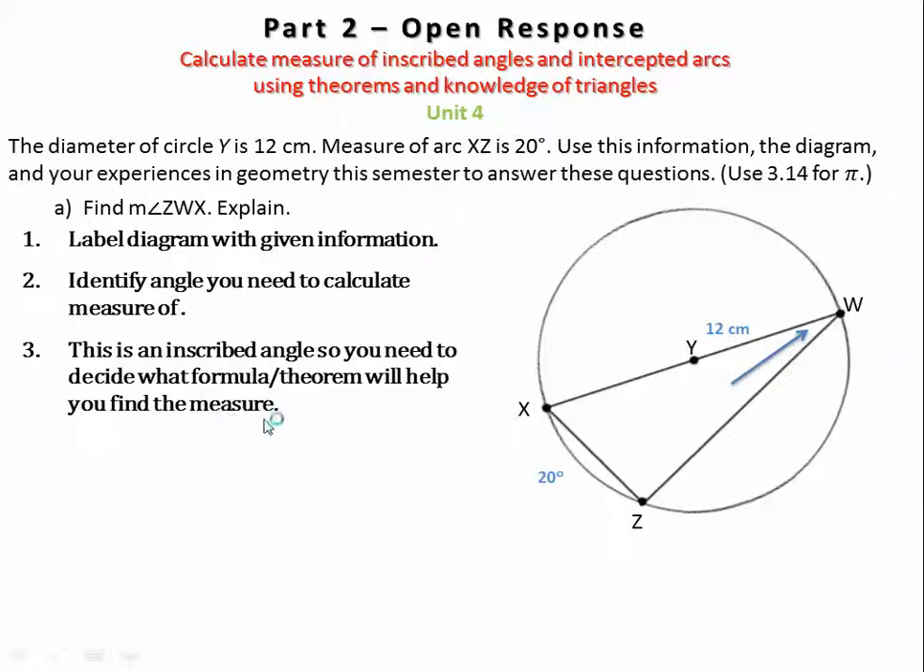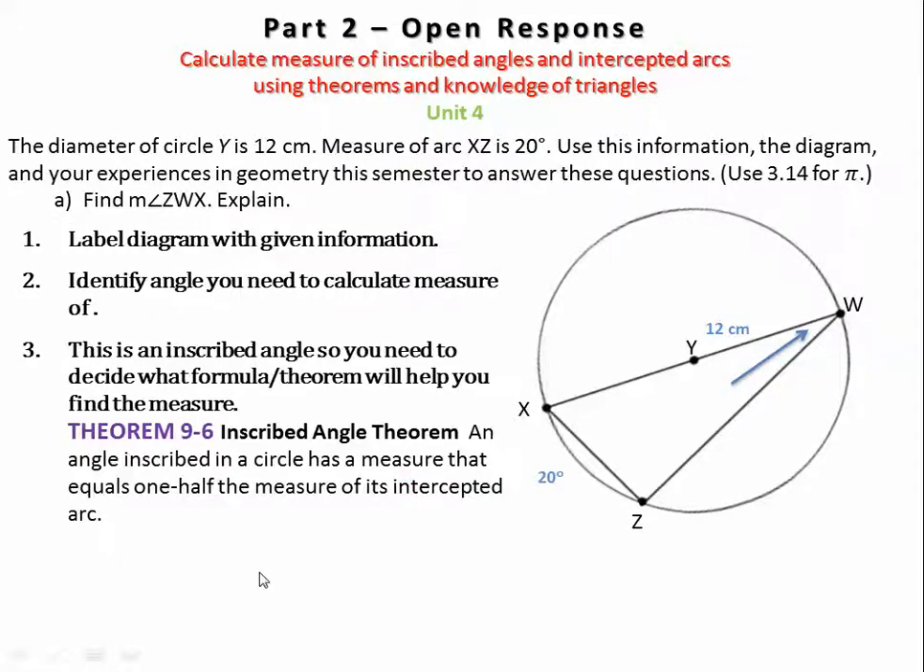This is an inscribed angle, so you need to decide what formula or theorem will help you find the measure. Well, if we look in that list of postulates, theorems, and corollaries that we have in Doc Sharing, we'll find theorem 9.6, which is the inscribed angle theorem. And it says an angle inscribed in a circle has a measure that equals 1/2 the measure of its intercepted arc.